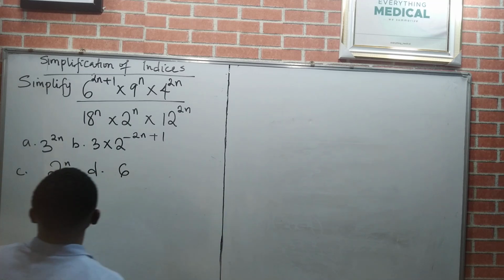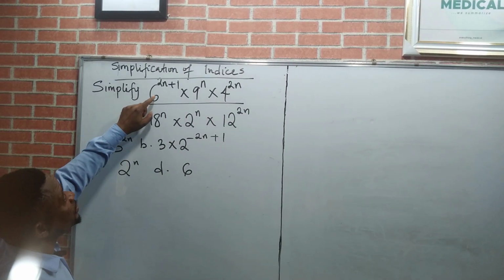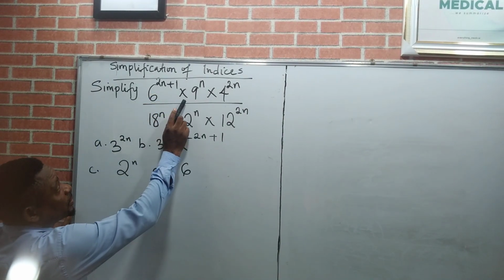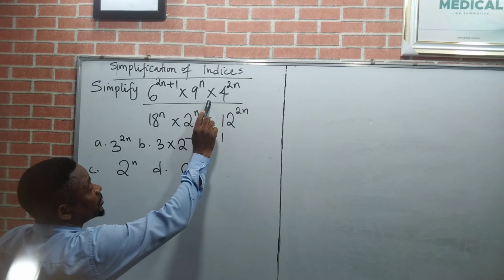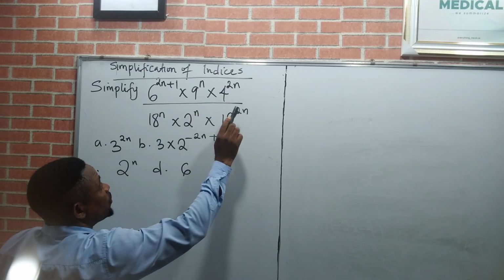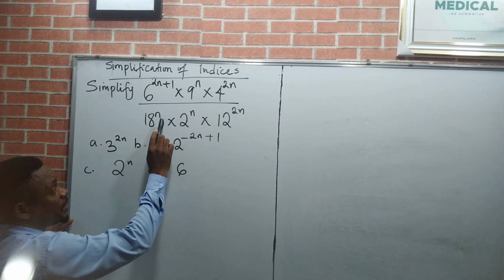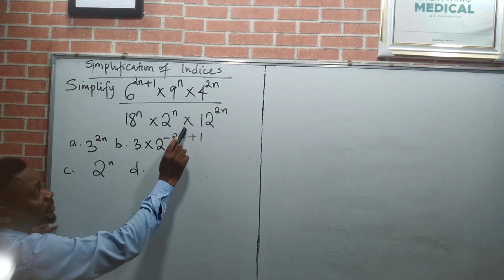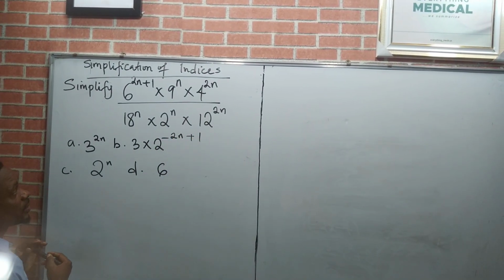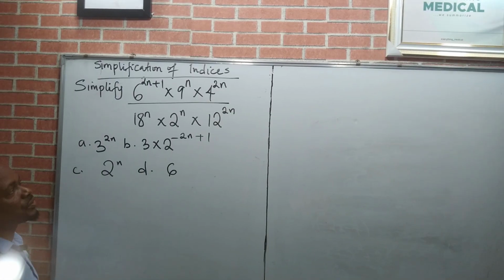Watch. Now the question says, simplify 6 raised to power 2n plus 1 times 9 raised to power n times 4 raised to power 2n, all over 18 raised to power n times 2 raised to power n times 12 raised to power 2n. Now look at the options. So can we solve it now?